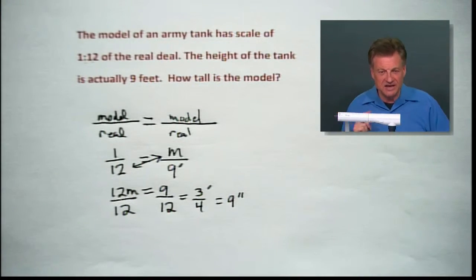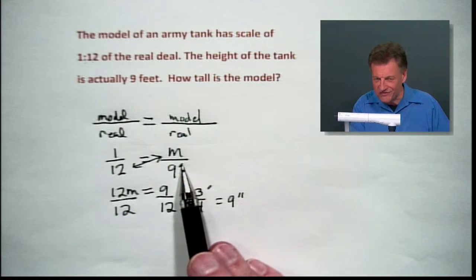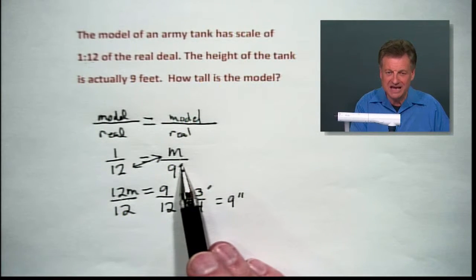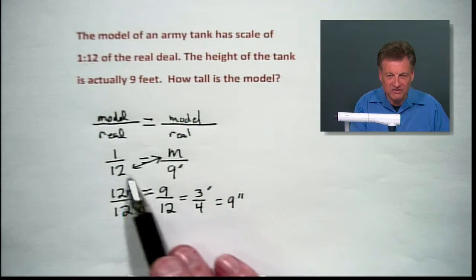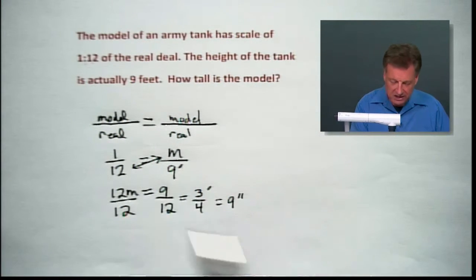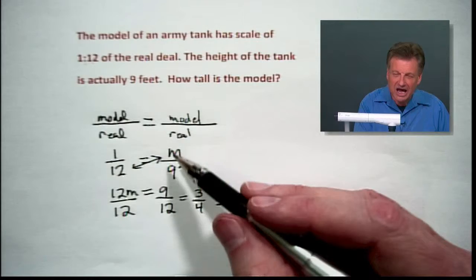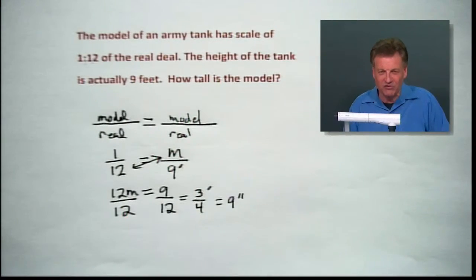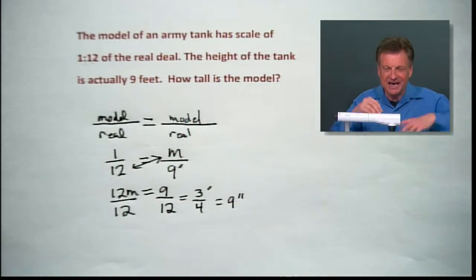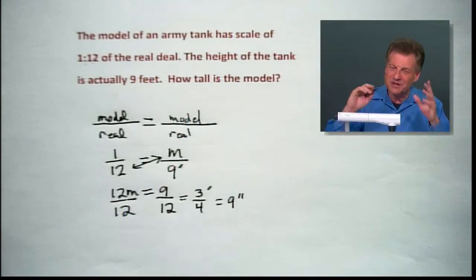Another way we could have done this was transform that feet to inches. That'd be 9 times 12. And because we got a 12 here, it really worked out pretty nice. All right. Does it always come out that way? Only if you have the 1 to 12 ratio. If that had been 1 to 18 or 1 to 25 or something like that, it would have been a much bigger deal.